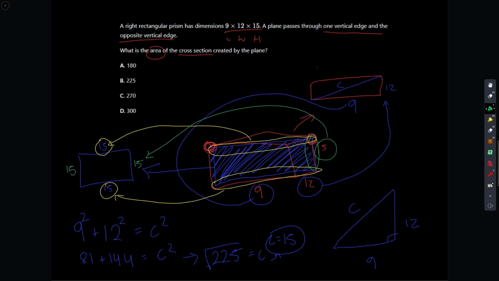And recall that area is, of course, just length times width. So it's going to be 15 times 15 is equal to the area, or 15 squared, you can call it. But either way, that points us towards our answer being B, 225. So there you go.